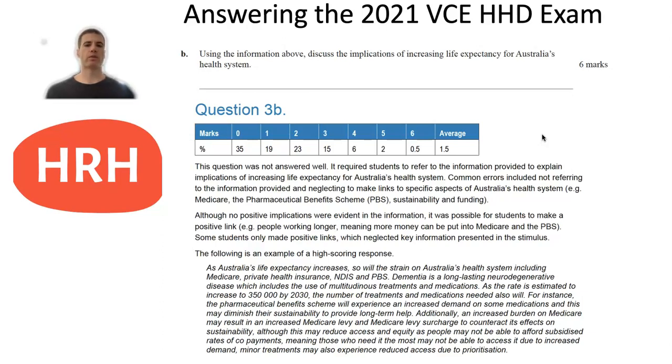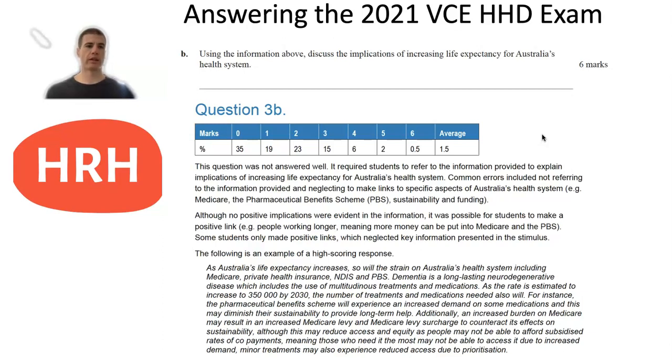You'll see the examiner's report says this question was not answered well, and that even though no positive implications were evident in the information, it was possible for students to make some positive links. But if you only made positive links, you were seen to be neglecting key information in the stimulus and you weren't able to achieve full marks. So you can see there they've given you an example of a high scoring response.